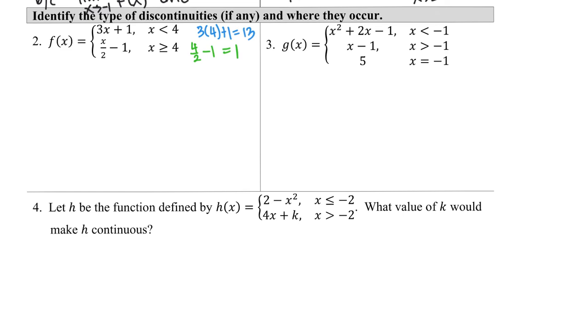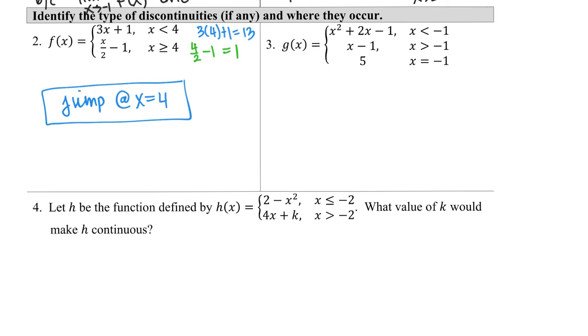What kind of discontinuity is it? Well, it goes from y is 13 all the way to y is 1. So this is going to be a jump discontinuity. And where does it exist? At x equals 4, because that was the only possible place for a discontinuity in this function. Okay, let's go ahead and do the same thing for the next one.